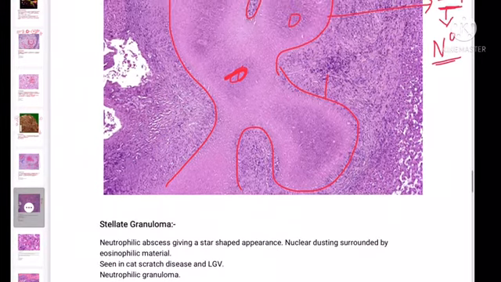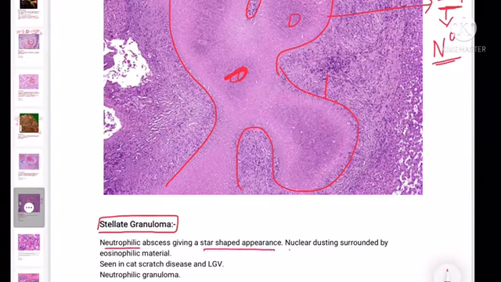So about the features, it's a stellate granuloma or neutrophilic abscess giving a star-shaped appearance, nuclear dusting surrounded by eosinophilic material, seen in cat scratch disease and lymphogranuloma venereum. It's a neutrophilic granuloma.